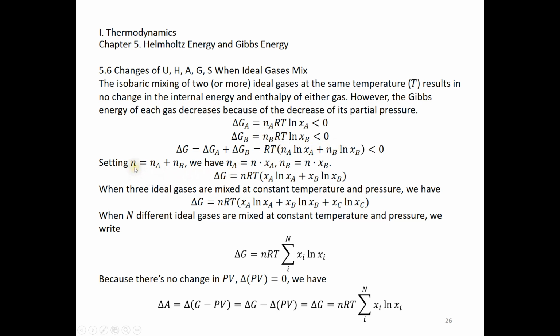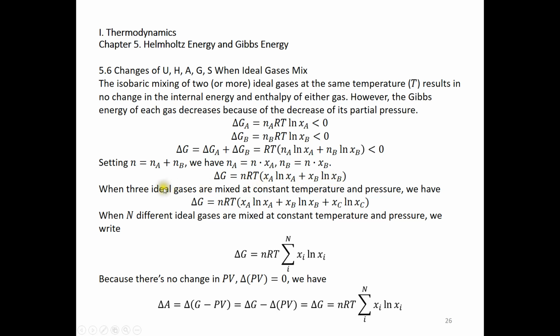And we set n as the total number of moles of all gases. In this case, we have only two gases. It's just nA plus nB. nA is n times xA, nB is n times xB. Delta G is simply nRT times (xA ln xA plus xB ln xB).